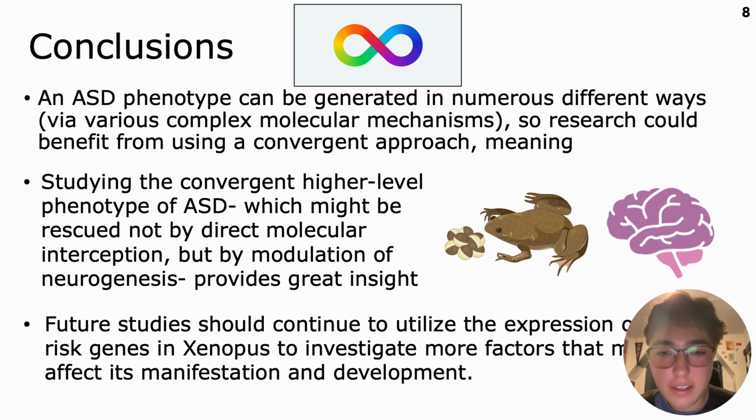Future studies could continue to utilize this genetic expression to induce an ASD kind of model. It's pretty reliable because we can genetically confirm that this is relevant and actually a pretty good model for ASD, and it can also help us find more factors that might affect its development and how it can manifest.